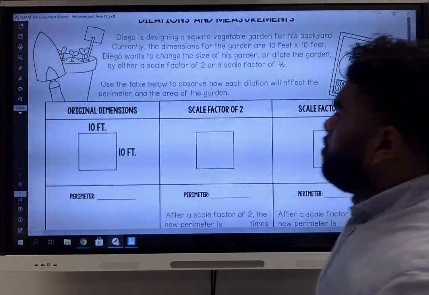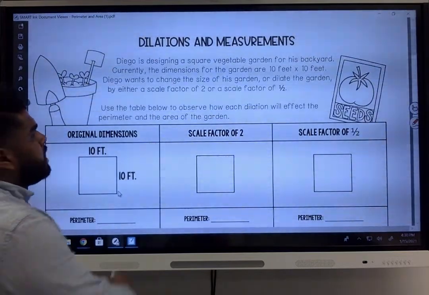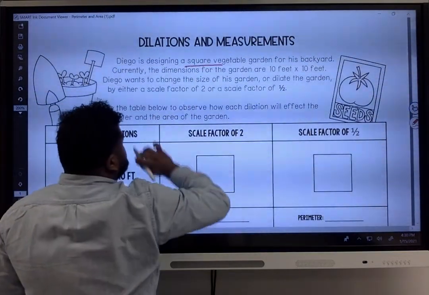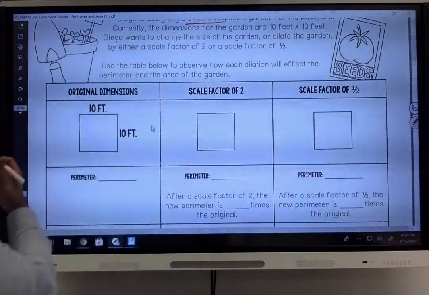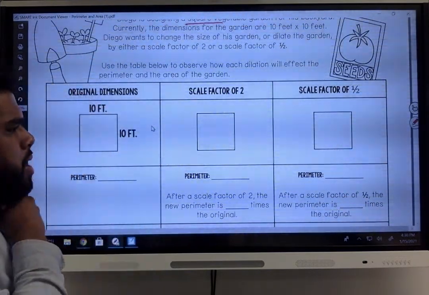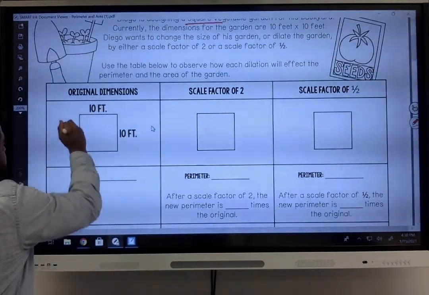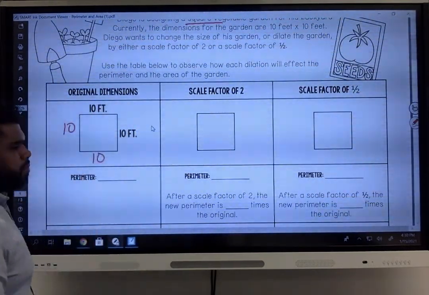Okay. So the original dimensions, and one thing that's very important is that Diego has a square vegetable garden. So this right here is a square. Well, I know that a square has equal side lengths all the way around. So if this is 10 feet and this is 10 feet, that must mean that this is 10 feet as well, and this is 10 feet as well.